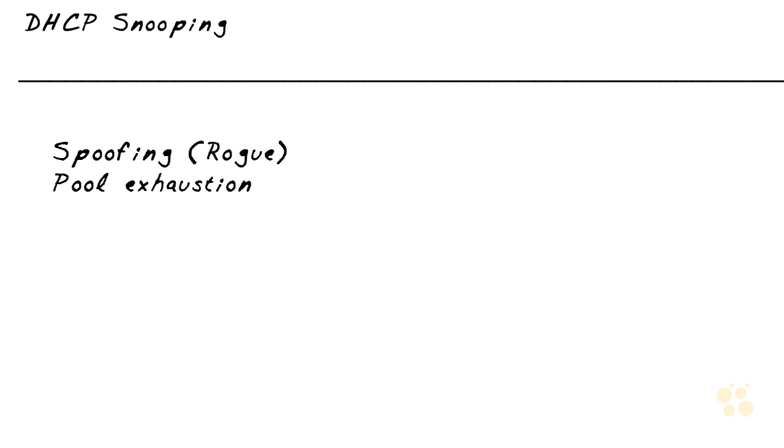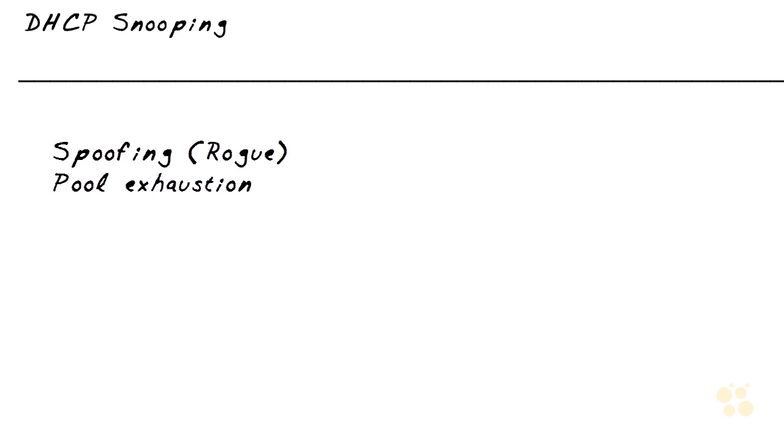DHCP snooping is so beloved because it's going to guard against two different things. It's going to guard against the spoofing of actual DHCP information that we want to lease out there. This is called rogue DHCP servers, and it's a key to a man-in-the-middle attack. What the attacker will do is they'll give false default gateway information to the clients, and then the clients will start sending everything for off-net to that particular attacker.